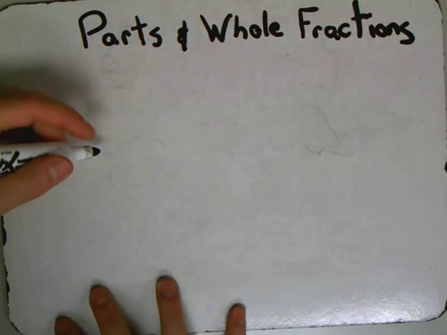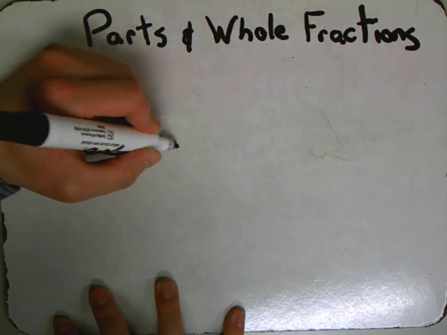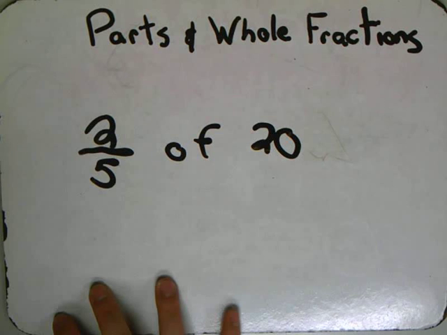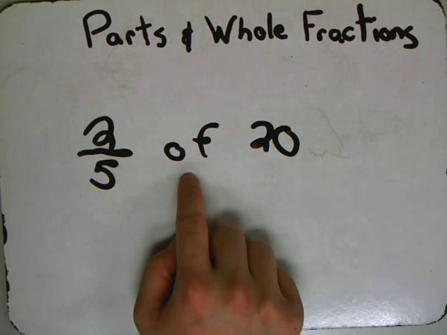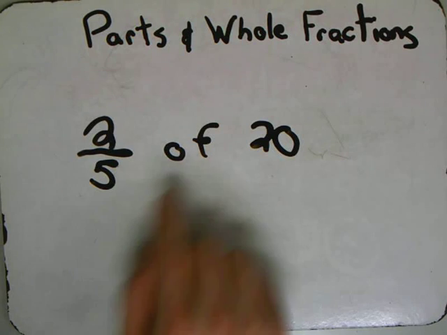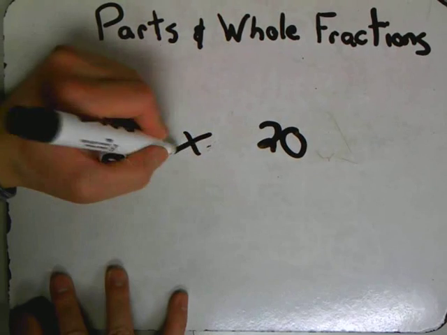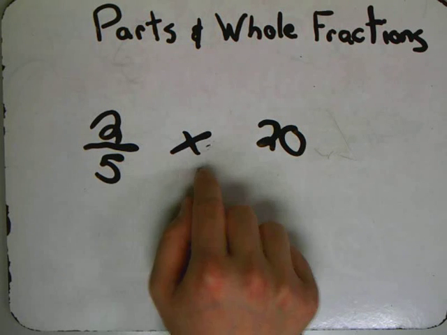Let's take our same problem. 2/5 of 20. Alright? Now, in math class, eventually you're going to learn that of is the same exact meaning as multiplication. Whenever you see the word of, it means times. So let's go ahead and erase this of, and let's put a times. That still says 2/5 of 20, or 2/5 times 20.